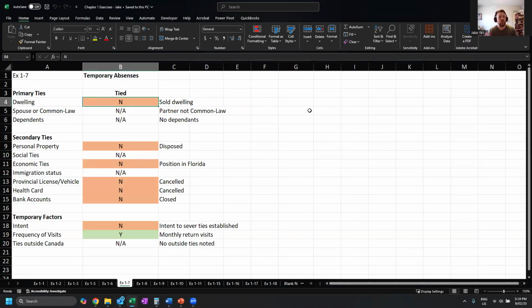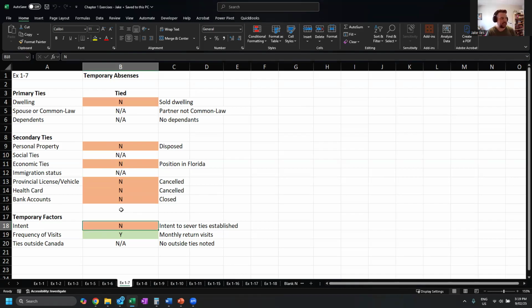So we're always trying to look for intention. She sold her house. She sold all her stuff. That certainly demonstrates her intention to sever her primary ties. Got rid of personal property. She changed her position to Florida so she didn't have an economic tie. Canceled her health card. Closed her bank accounts. So I think the intent to sever ties was established.